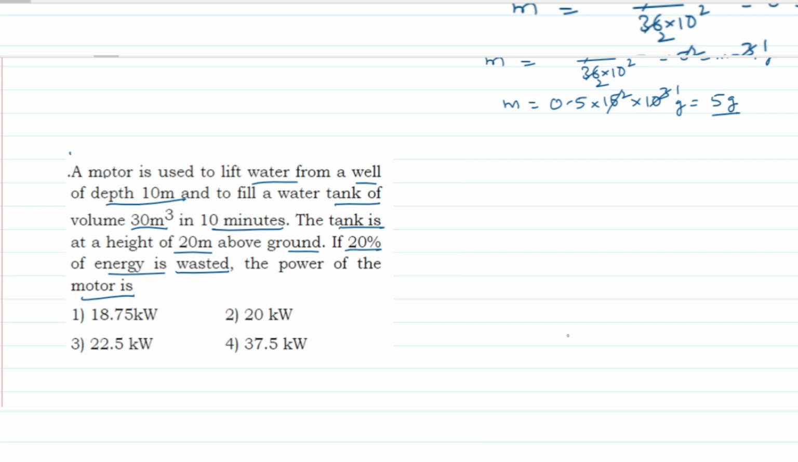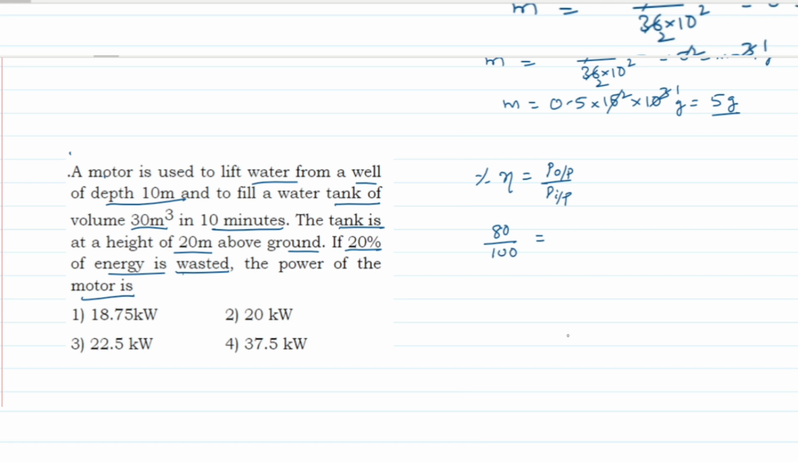So here you just look at this, students. The efficiency formula is power output by power input. Already 20% of the energy is wasted, so the efficiency of the engine you can take as 80% alone. The percentage efficiency is 80%, so you can take 80 by 100.